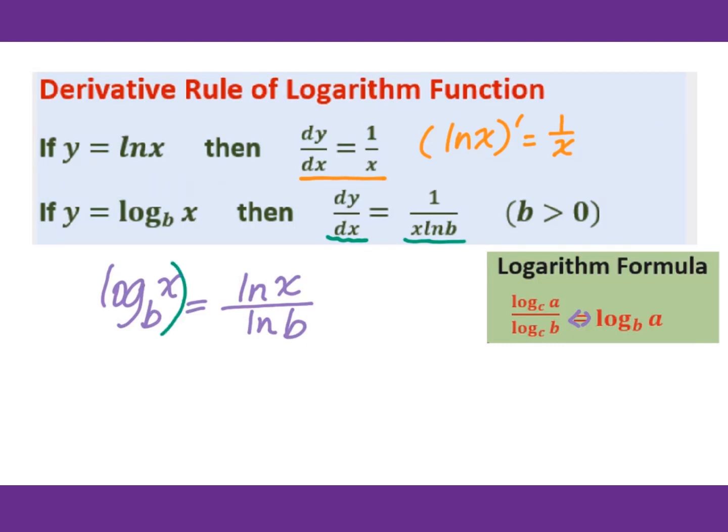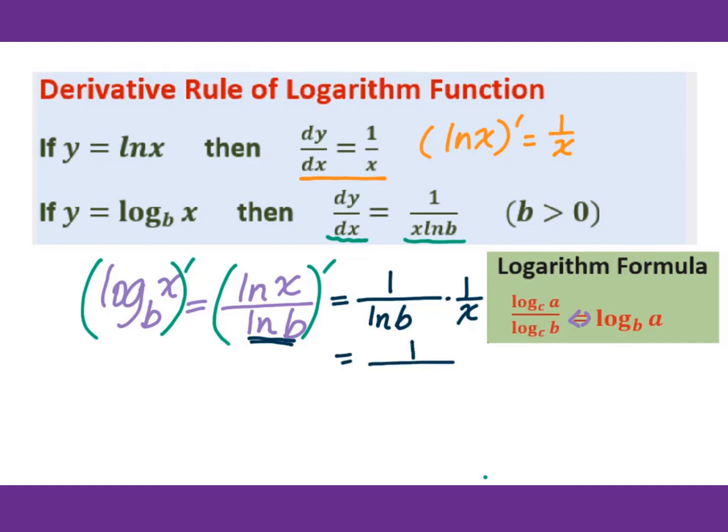When we take the derivative of log base b of x, which means we take the derivative of natural log of x over natural log of b, natural log of b is a coefficient, a constant. Therefore, you will get 1 over natural log of b. For natural log of x, the derivative will be 1 over x, so we multiply by 1 over x. Put this together, you will get 1 over x times the natural log of b.